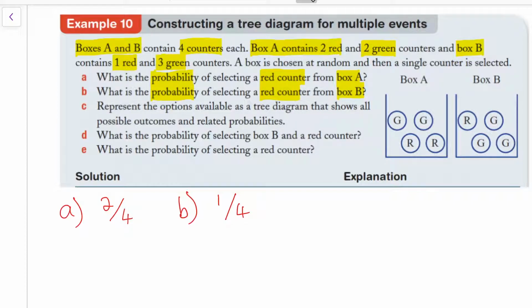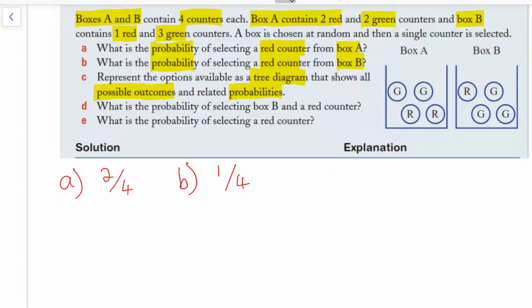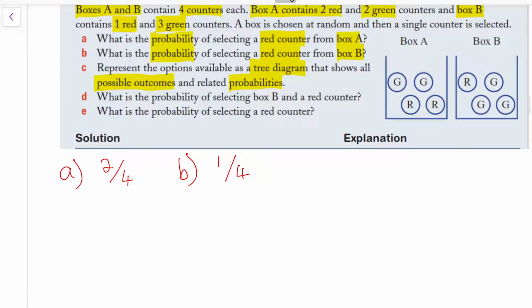Fairly straightforward. Now I've been asked to represent this information in a tree diagram. They want us to list the outcomes and the probabilities, so very similar to what you saw above. So let's have a look at this. How am I actually going to start the diagram? Well, because we've got these 2 different elements, we're either picking from box A or box B.